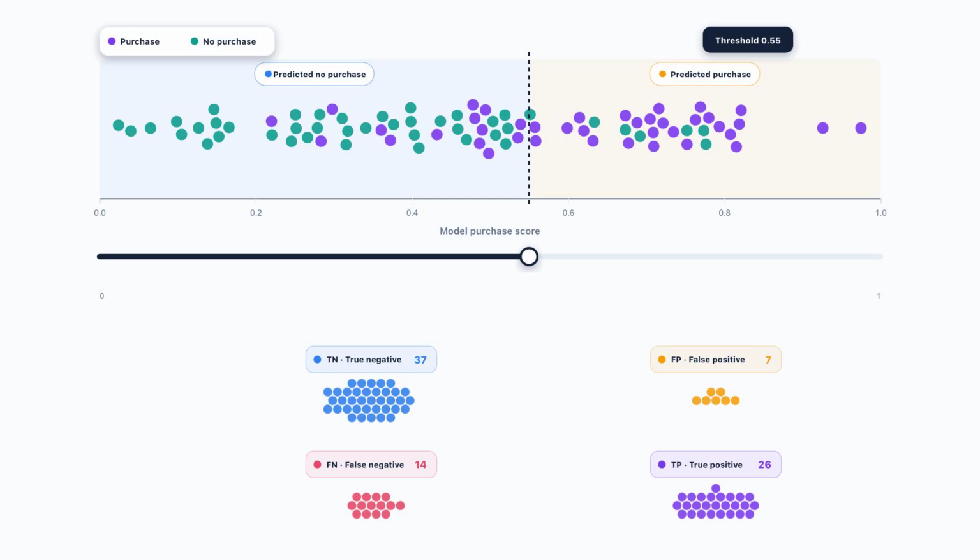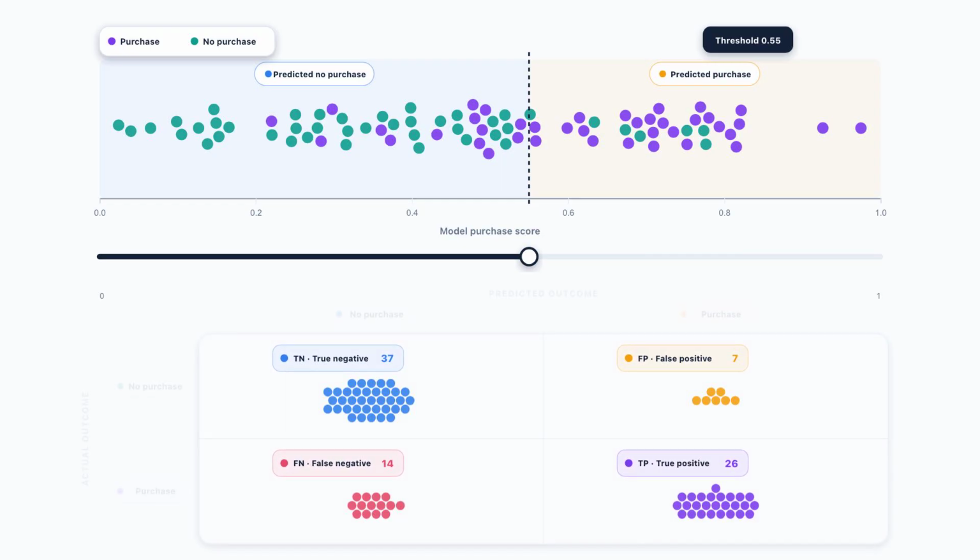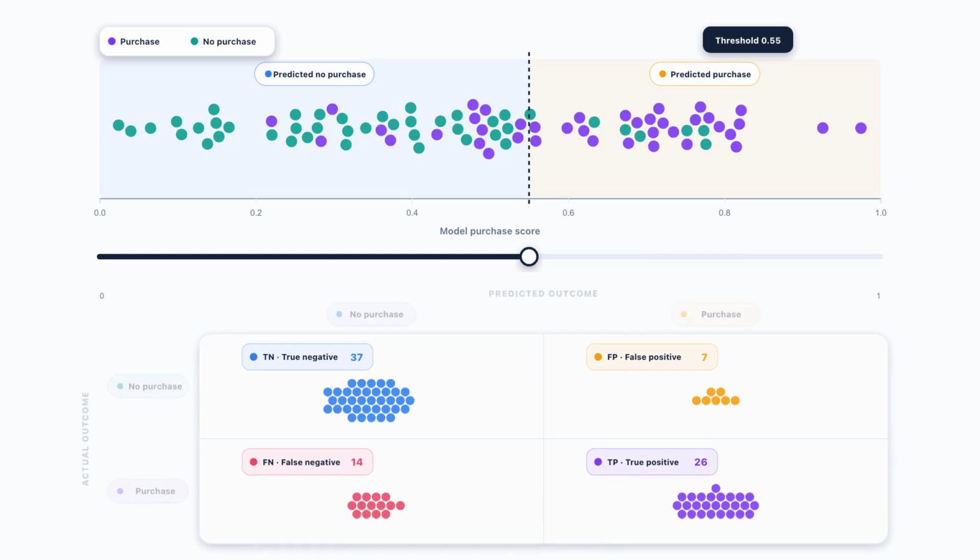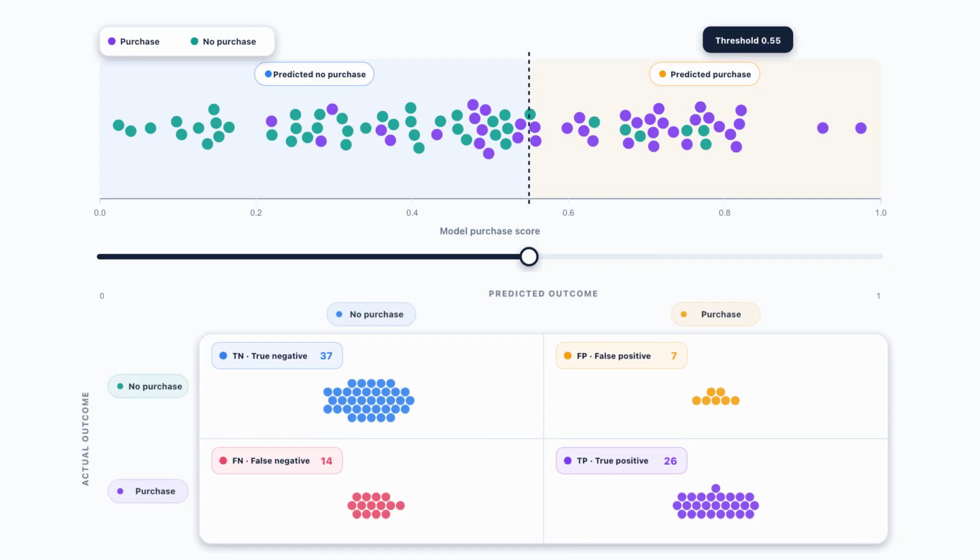The confusion matrix is not a new calculation. It is a table that organizes the four combinations. Read the axes first because different tools sometimes flip them. In this lesson, rows are actual outcomes and columns are predicted outcomes. The diagonal cells are correct decisions. The off-diagonal cells are the two mistakes we care about.